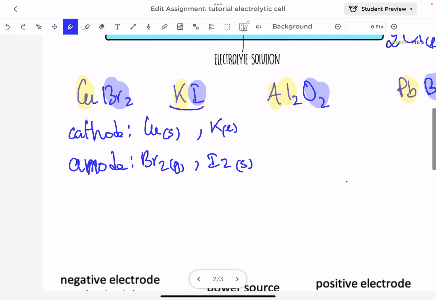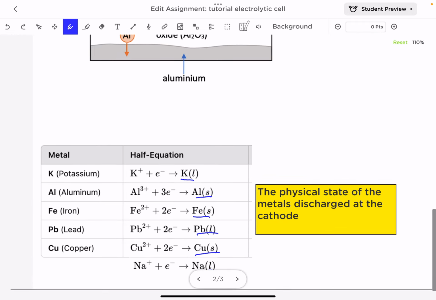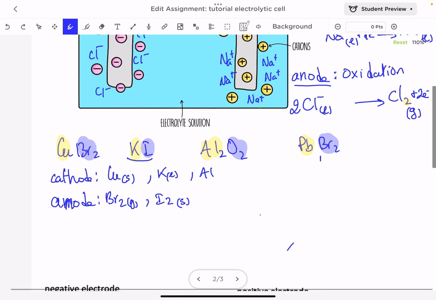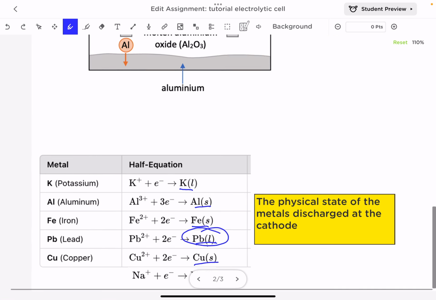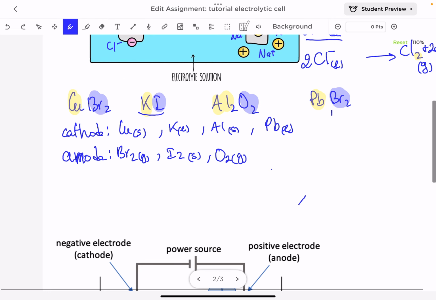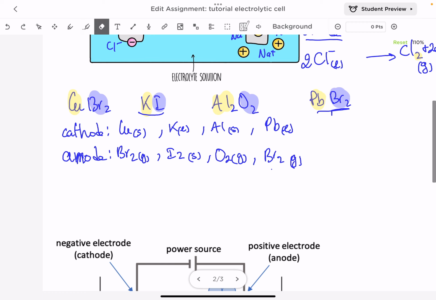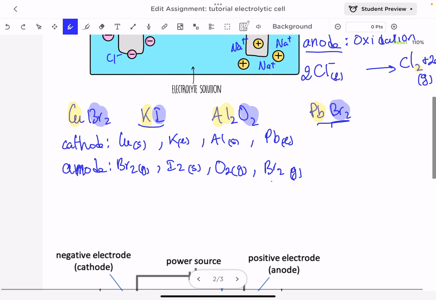Aluminium oxide, we get aluminium, so as I wrote here in the table, it's in the solid state at the cathode, and oxygen gas at the anode. Lead will be obtained as a liquid metal, and bromine, I'll get bromine as a gas. So it's very easy. You just look at the formula given to you and you can say these are the products discharged at the cathode and at the anode.